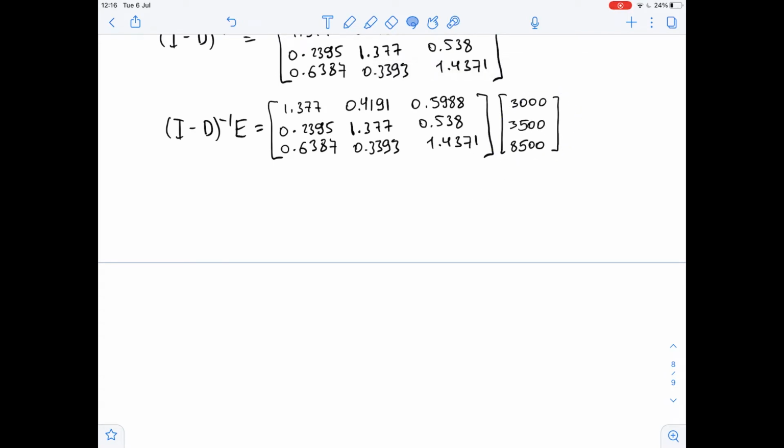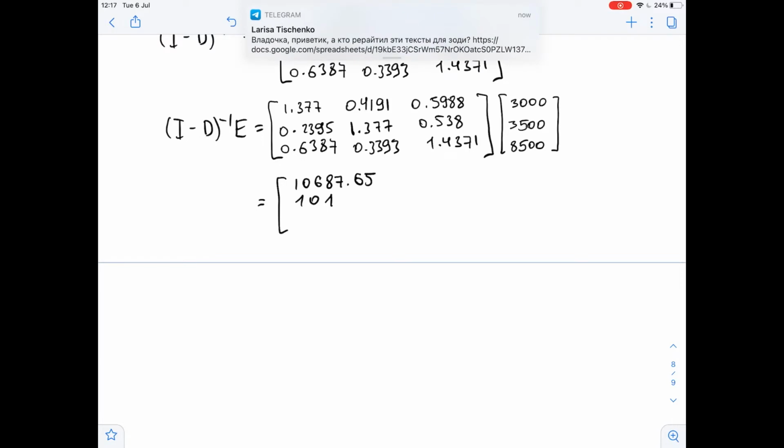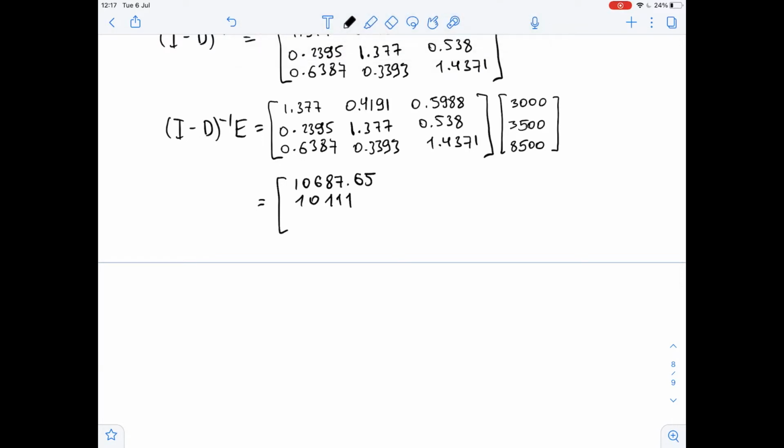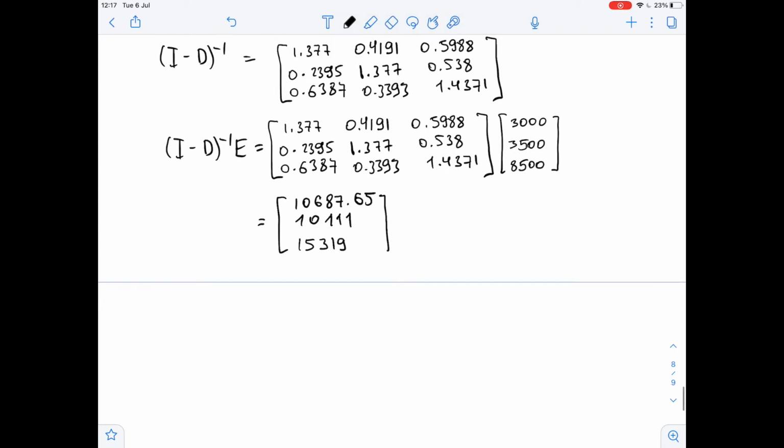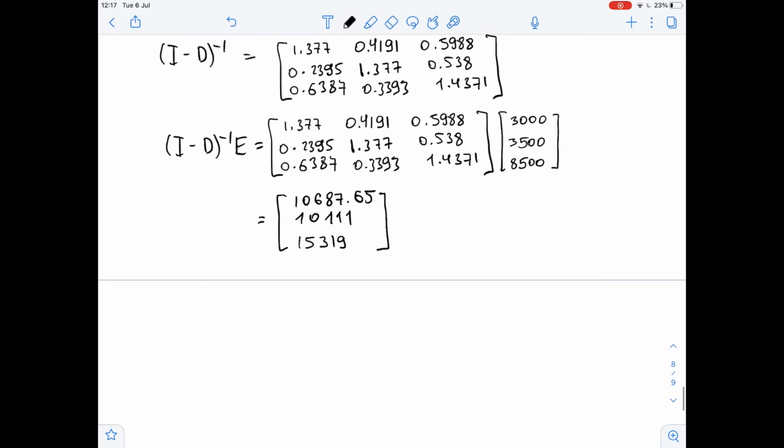So after we perform the multiplication of these matrices, we get 10,687.865, then 10,111, then 15,319. So we have found our X. This is our X, and it equals this matrix.